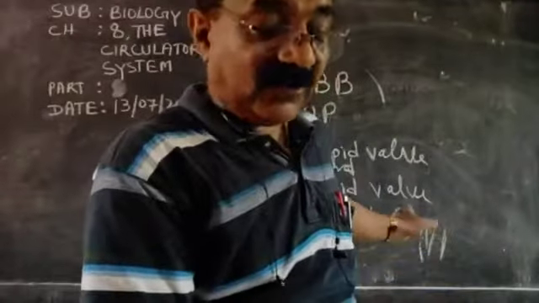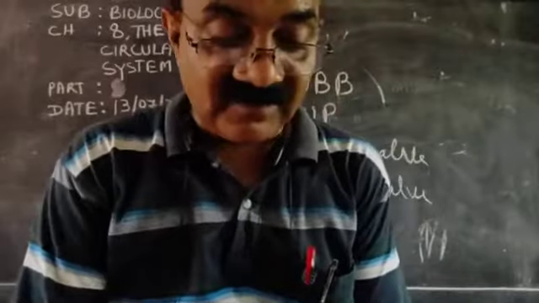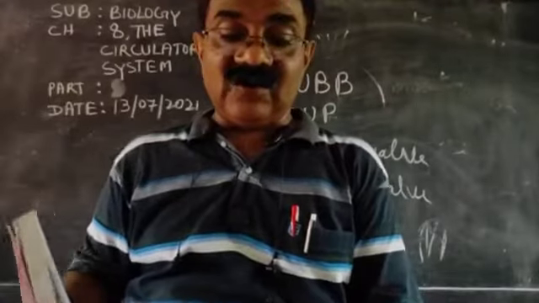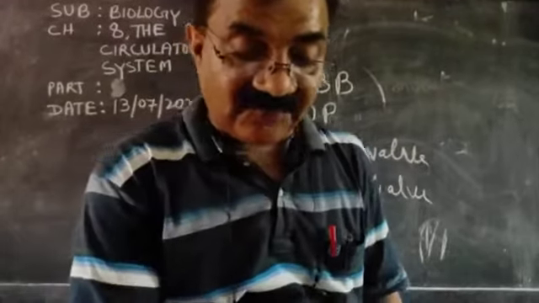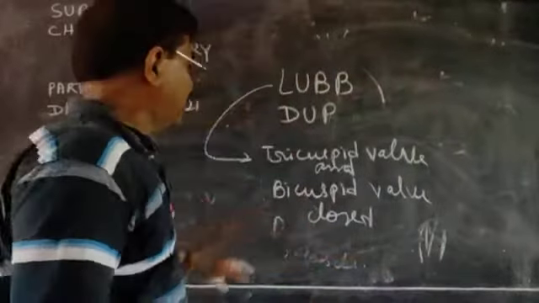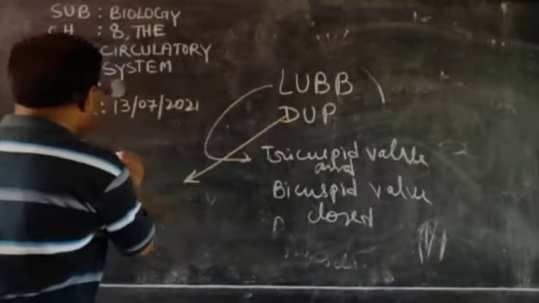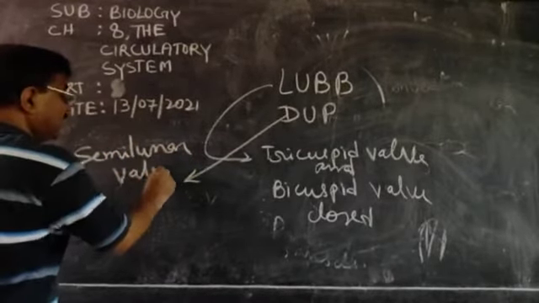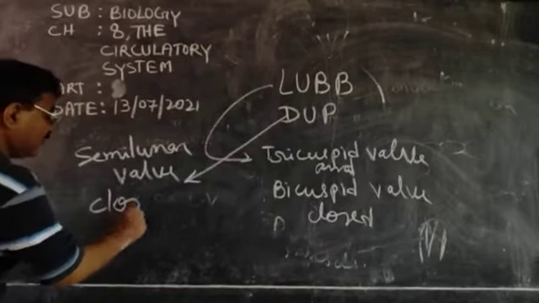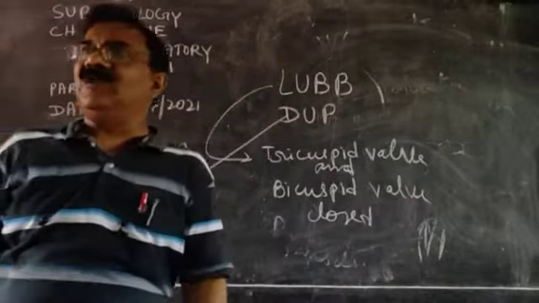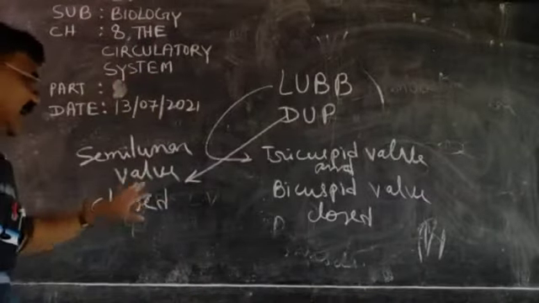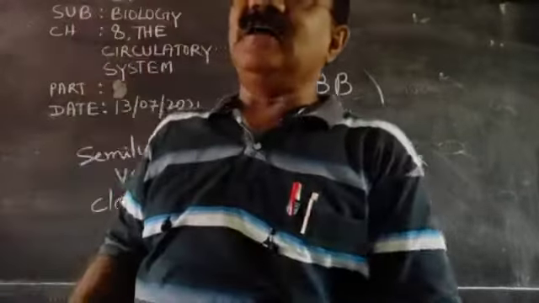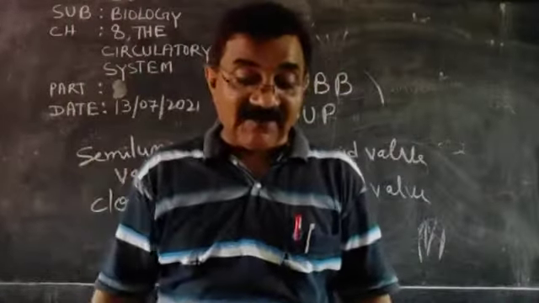Next, dub is produced. The dub sound is produced at the beginning of ventricular diastole, when the semilunar valves at the root of the aortic and pulmonary artery get closed. There are two types of semilunar valve here. One is the aortic semilunar valve and the other is the pulmonary semilunar valve. When these valves are closed, only at that time this sound dub is produced. So, very important, the heart sound and how it is produced.